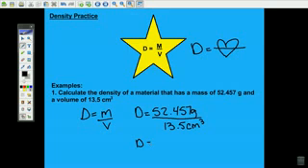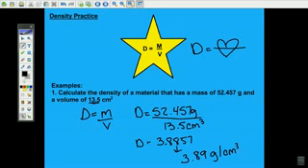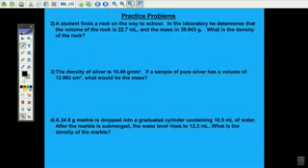And when I get my calculator, it comes out to 3.8857, but I need to round. I'm multiplying, so I have to look at least number of significant figures, which is 3. So I need to round this to 3.89 grams per centimeter cubed.